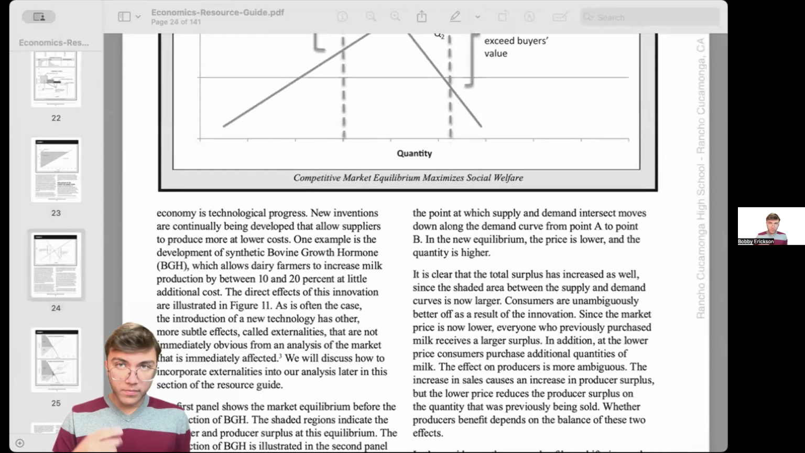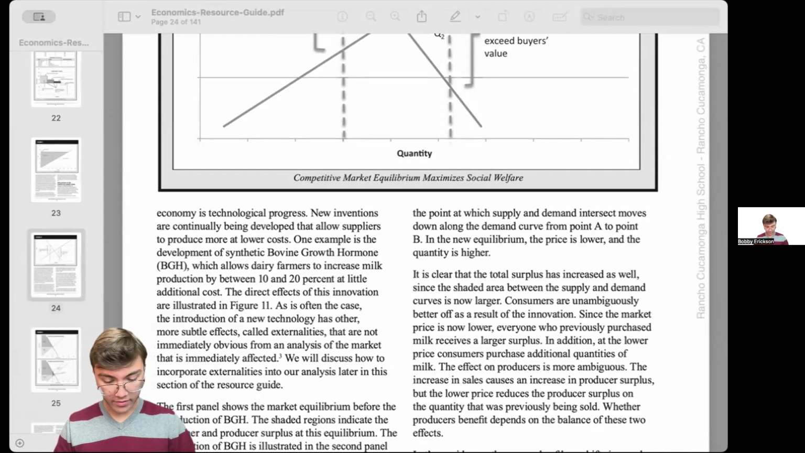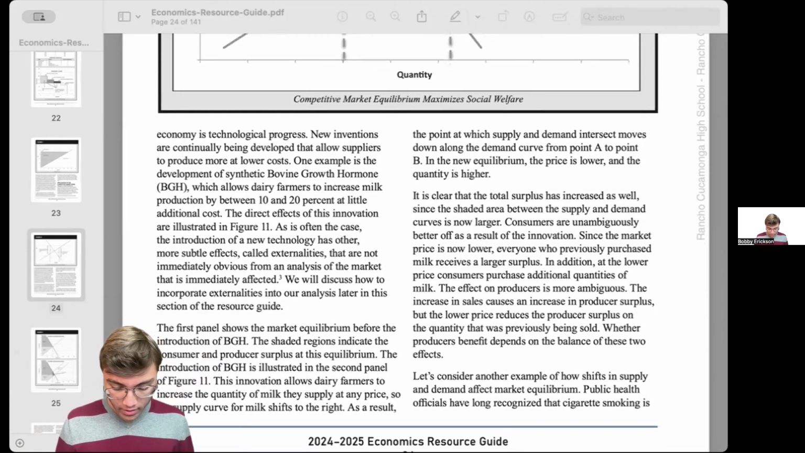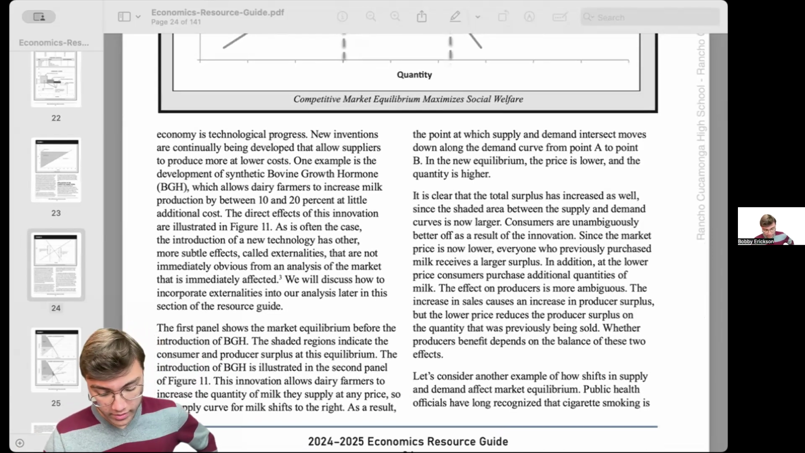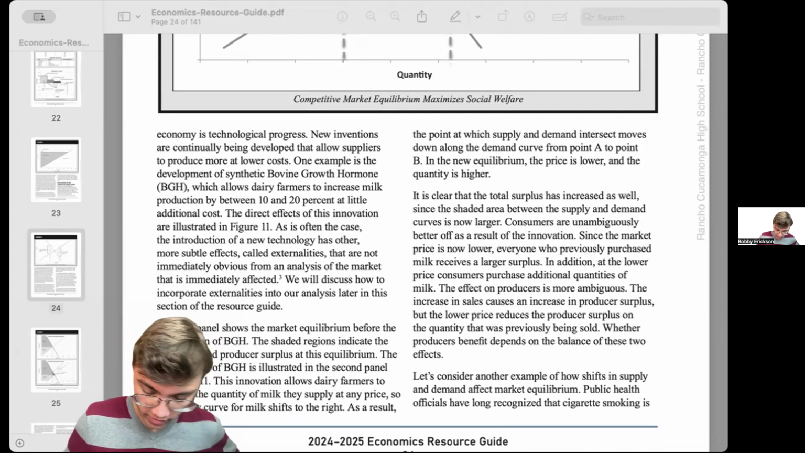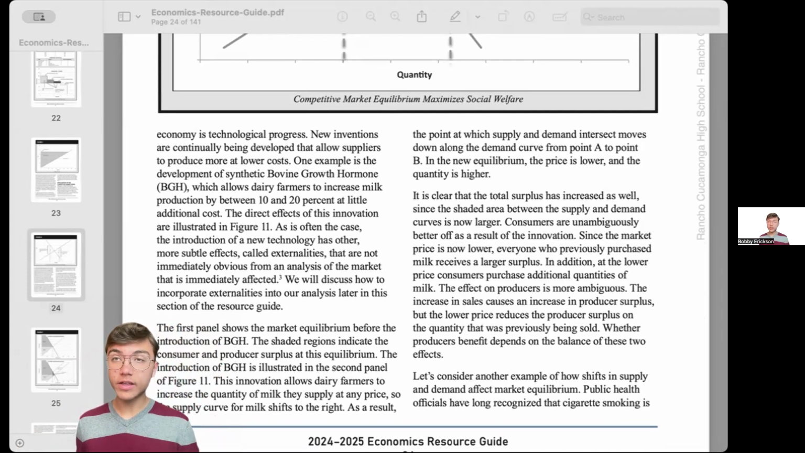One of the key features of a modern competitive market is technological progress, so making new technologies. Because new inventions are being continually made, suppliers can supply goods at lower costs, and thus we can increase social welfare, as we're going to get into later. One example of this is the synthetic bovine growth hormone, which allows dairy farmers to increase milk production by between 10 and 20% at a very low additional cost.